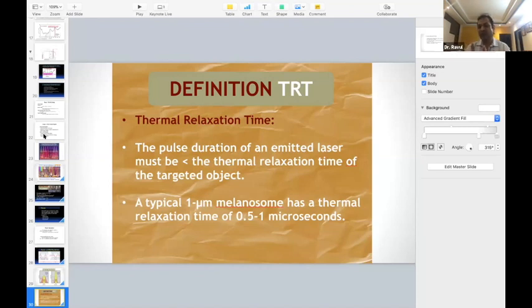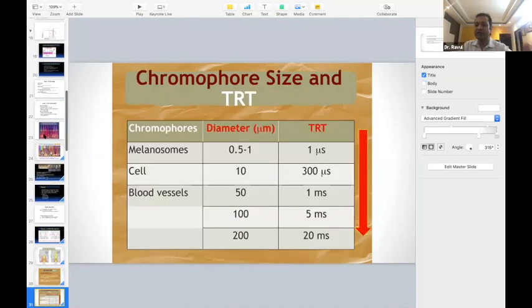So I have to give the pulse duration only up to that time, unless the skin which gets heated also gets relaxed at the same time. So every molecule, every chromophore has a different thermal relaxation time. This is a very important chart to understand this. Leave the melanosomes and the cells, look at the blood vessels where we are interested.